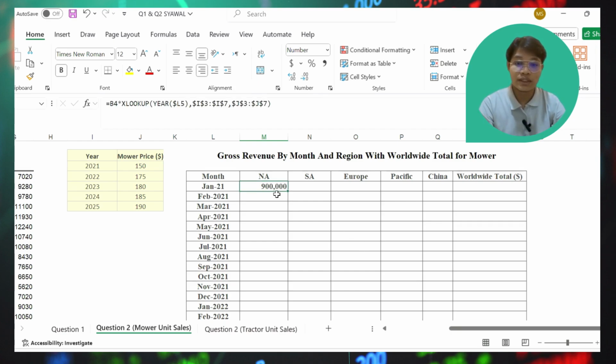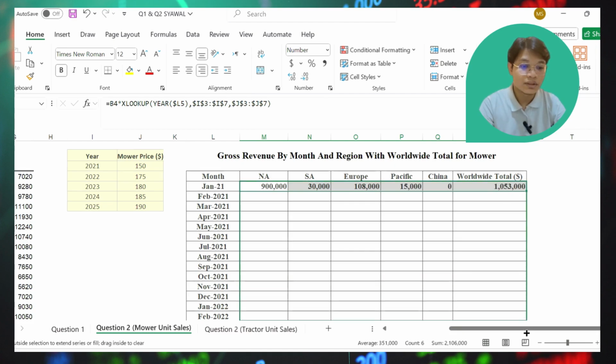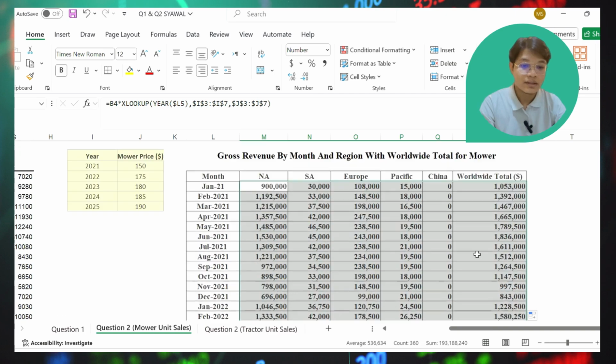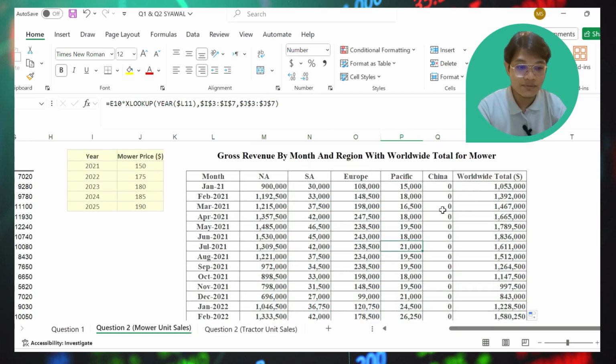So here is the formula, and once we get the first data, we just need to drag the data all the way until worldwide, and then we drag again down, fill all the data, all the tables, and here we get everything ready for us. So the question asks us gross revenue, right? So here 900,000 gross revenue per month for North America in January, for South America, for Europe, Pacific, China, and totals for every region.